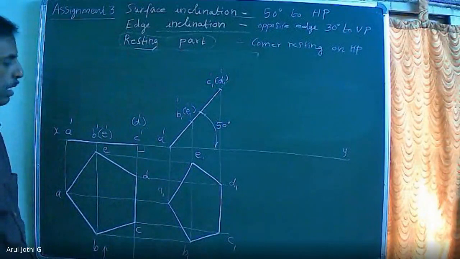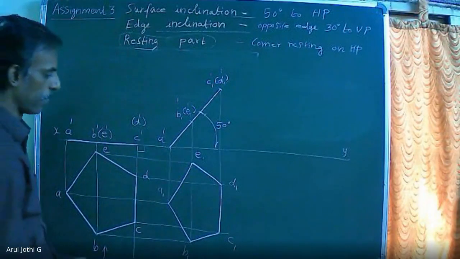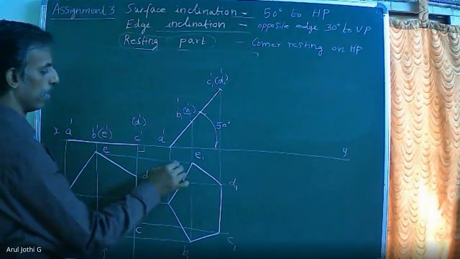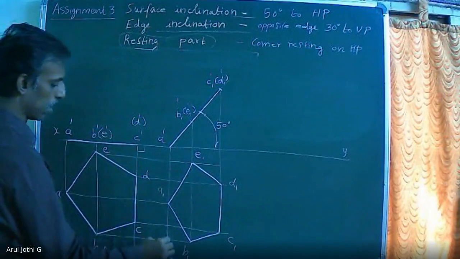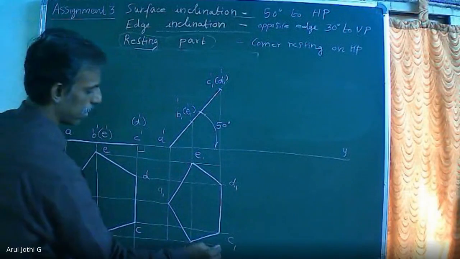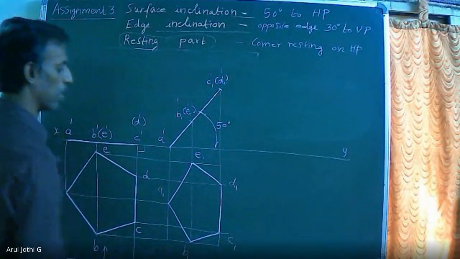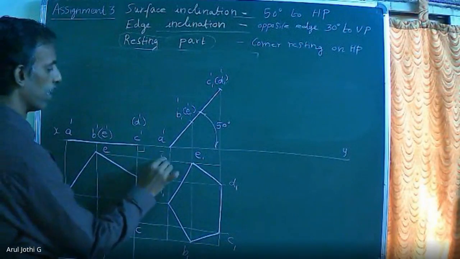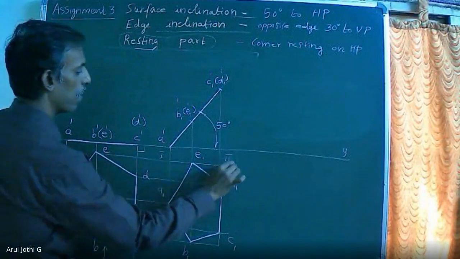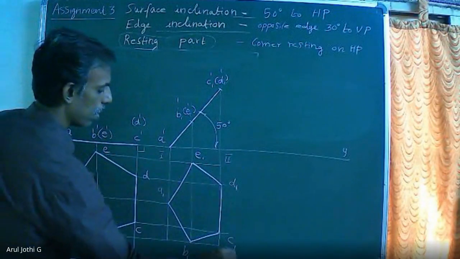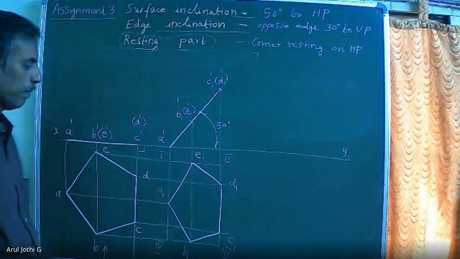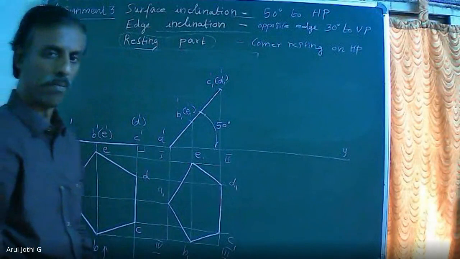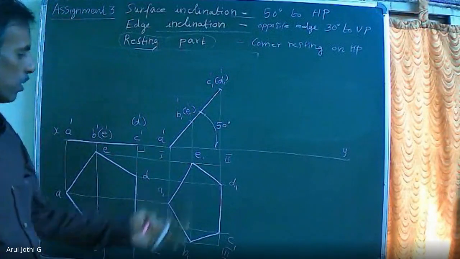Getting the second stage apparent top view. After constructing this, enclose this top view inside the rectangle. By drawing horizontal and vertical lines, you can enclose. So this I am going to give 1, 2, 3, and 4.